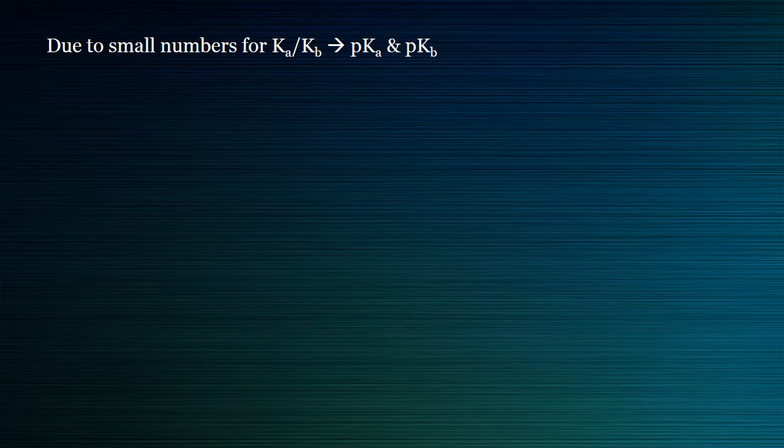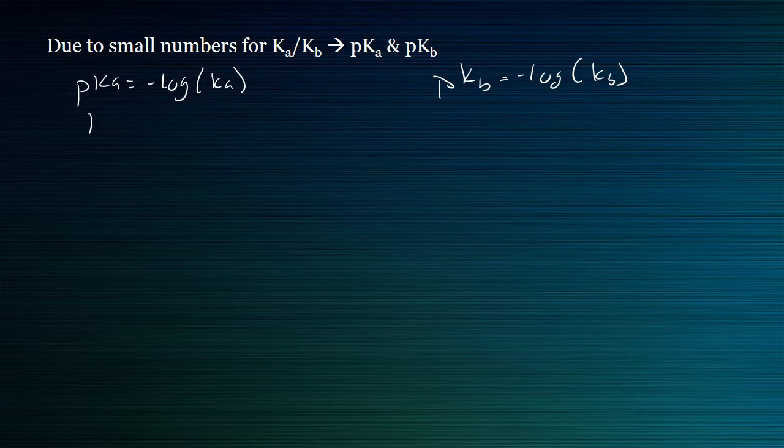Due to the really small numbers for the Ka and the Kb value, a lot of times they'll be turned into a pKa or pKb value, just like pH and pOH, and it makes it easier to work with, because they're more whole numbers than the negative exponents. So just like pH and pOH, your pKa equals the negative log of your Ka, and your pKb equals the negative log of your Kb. And vice versa, your Ka equals 10 to the negative pKa, and your Kb equals 10 to the negative pKb.